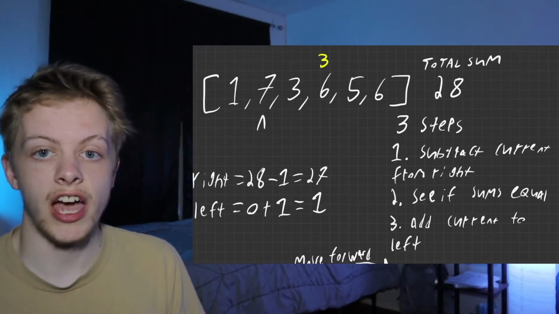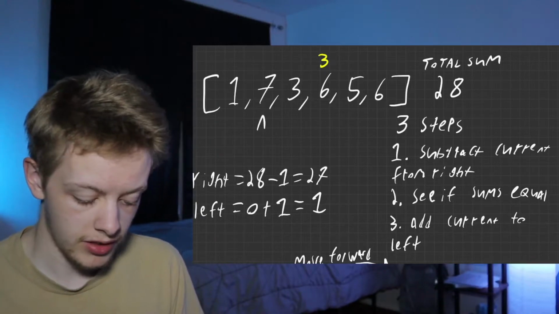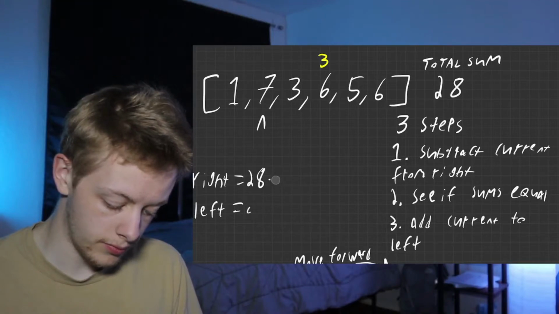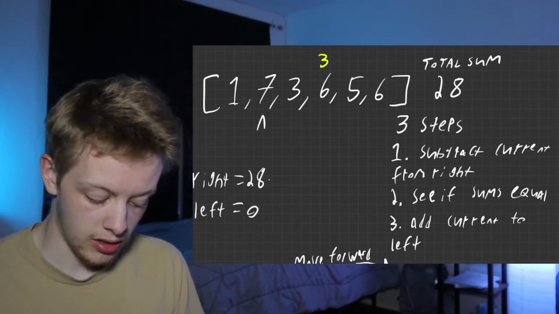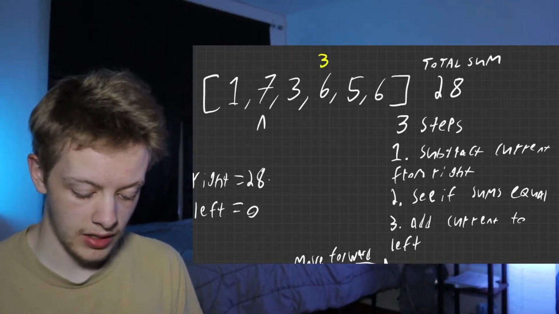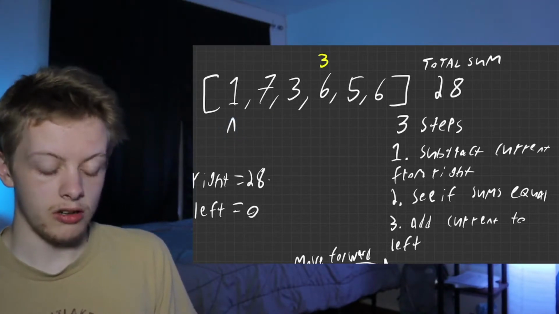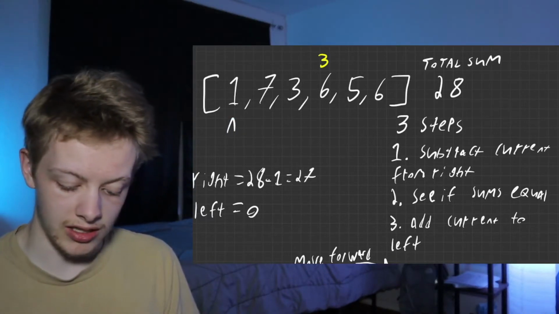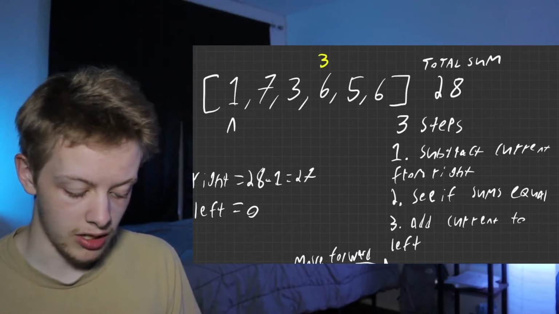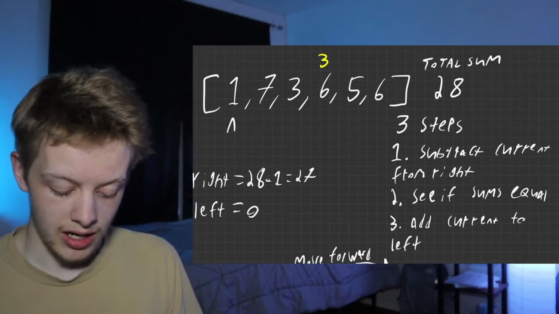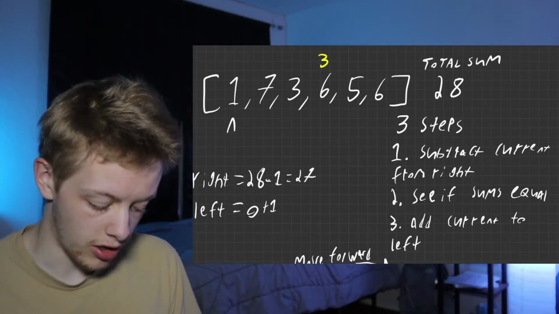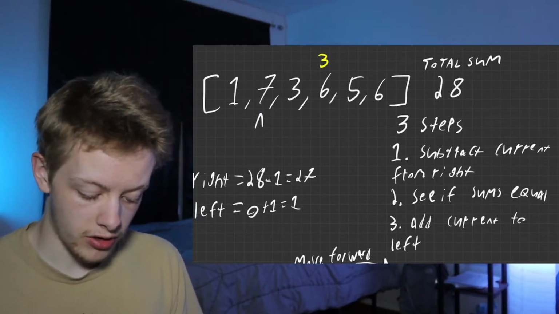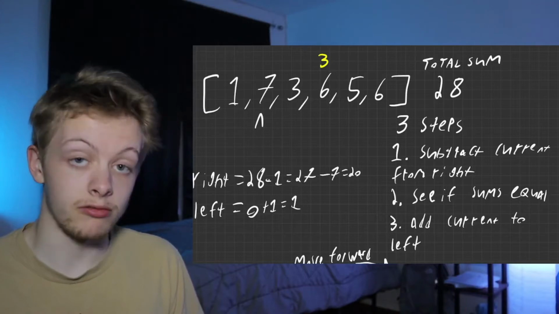Let's go through and see how our sums change with that algorithm. So I'm going to erase our right and left, get them back to normal. We're going to say, okay, right equals 28, left equals 0. Now let's look at our first index. We have the 1, it's going to subtract 1, giving us 27 for our right sum. That's subtracting the current from right. See if the sums are equal from right and left. They're not in this case. And now we're going to add our current to left. 0 plus 1 is going to give us 1. Then we're going to move forward, same thing. We're going to do minus 7, which is going to give us 20.